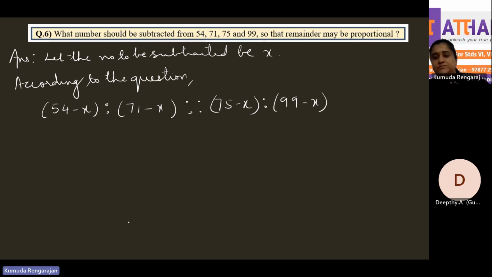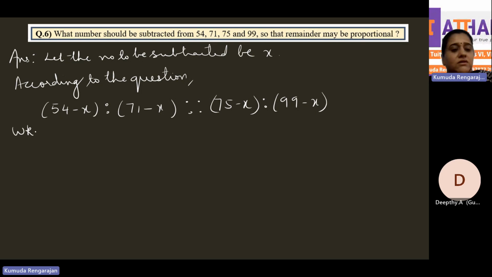Correct, no? Don't write now. Is this understood? Now I subtracted x from all the four numbers. Now the remainders are proportional, so I've written it as a proportion. Now we know that product of extremes is equal to product of means. So what do you get?